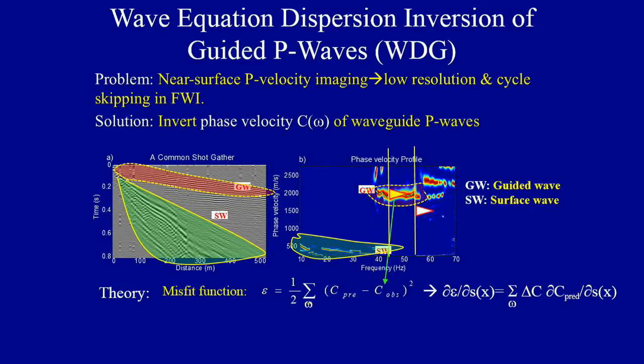Now in comparison, in the WT method, you had traces along the time axis and offset axis. In comparison, you now have traces along the frequency axis, which is not the time axis, and instead of the offset axis, we have the phase velocity axis. So time, offset becomes phase velocity, frequency.